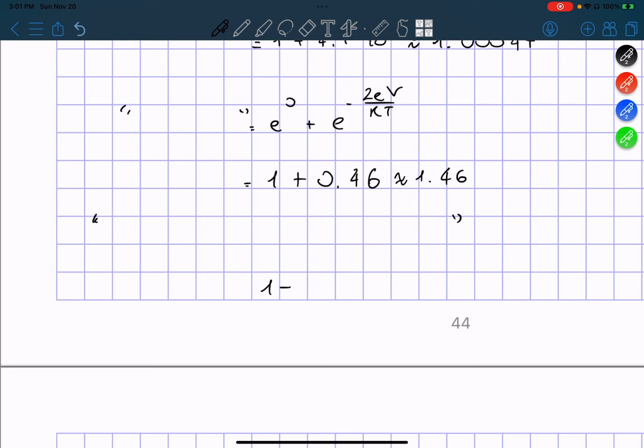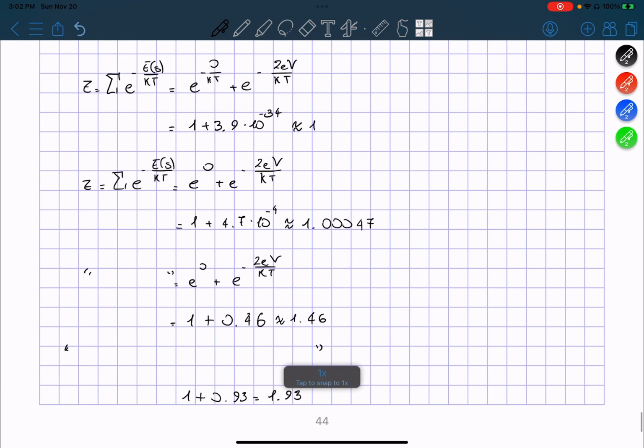And then at 300,000, we have the same exact thing. Then we get 1 plus, we're just going to take e to the power of negative 2 divided by 8.7 times 10 to the power of negative 5 times 300,000, which is equal to 0.93. So 1.93.